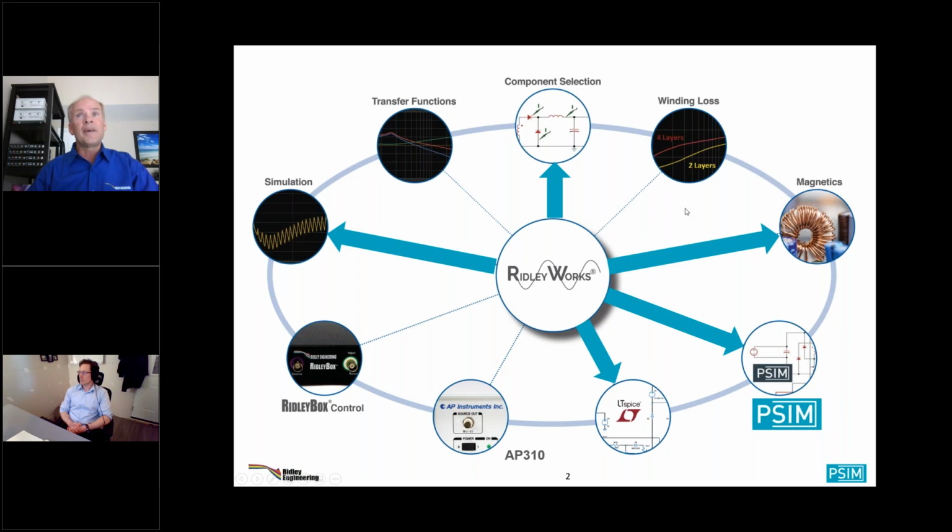And we do that at many levels. We go in really deep if you want to look at proximity loss, winding loss, very complex mathematics that are embedded into our software. We also do control. We have control transfer functions embedded in RidleyWorks, and then we're going to talk today about how we can do that in alternate ways, both in LT-SPICE and in Psim. And that's really where the strength of Psim comes along, since it has about 100 times the speed of LT-SPICE. So we will show that.